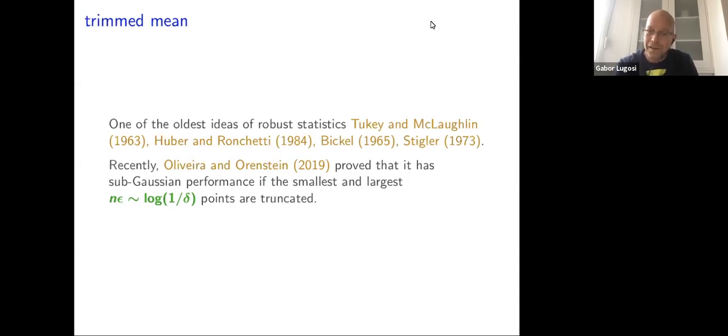But I will show you a version of this result that says that if we choose the amount of trimming correctly, meaning that we chop off log 1/delta points from the left and log 1/delta points from the right and take the empirical average, then the trim mean is actually sub-Gaussian in the same sense as we saw before, okay? Which is really nice. So we only have to lose a constant number of points, right? If delta is a constant, it's just log 1/delta points from the left and from the right.